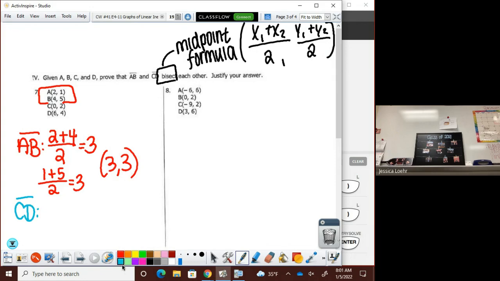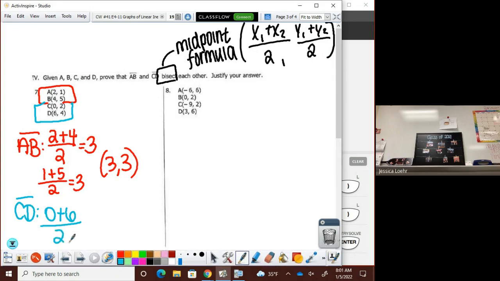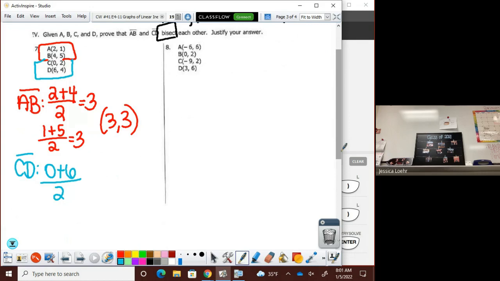For CD, you're doing the same thing. Average of the x's, 0 and 6. 0 plus 6 over 2. The answer is 3. And then average of the y's, 2 plus 4 over 2. 6 over 2 is 3. So that midpoint is 3, 3 as well.